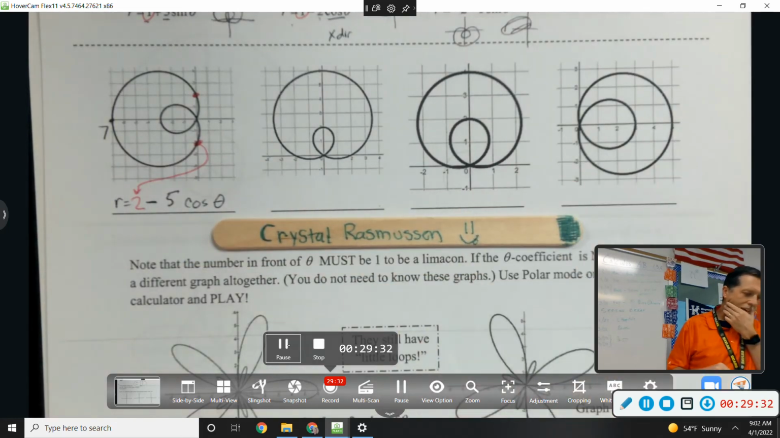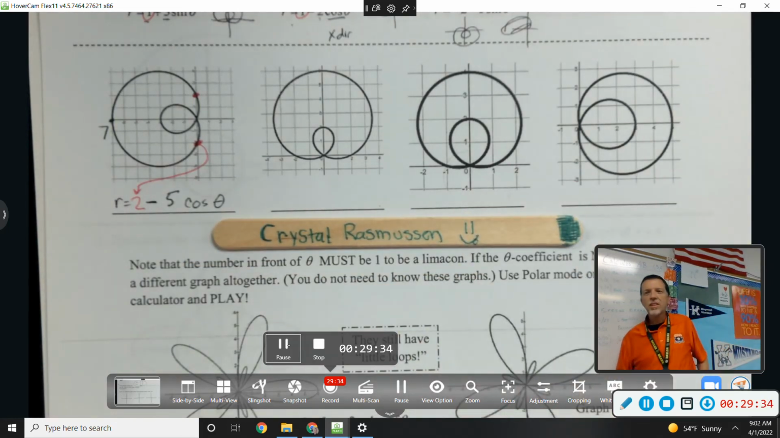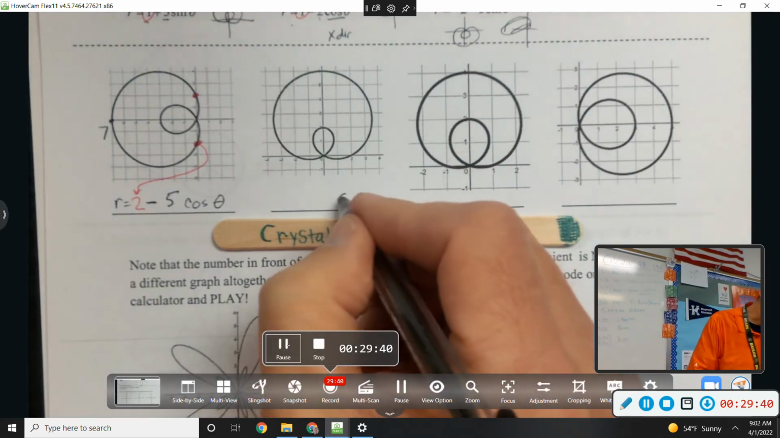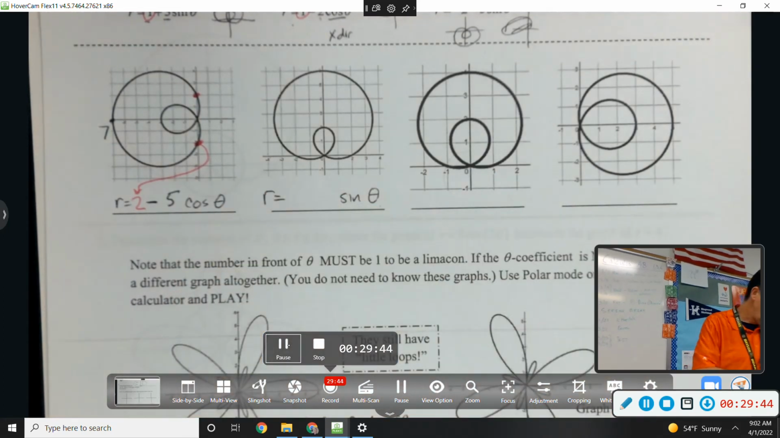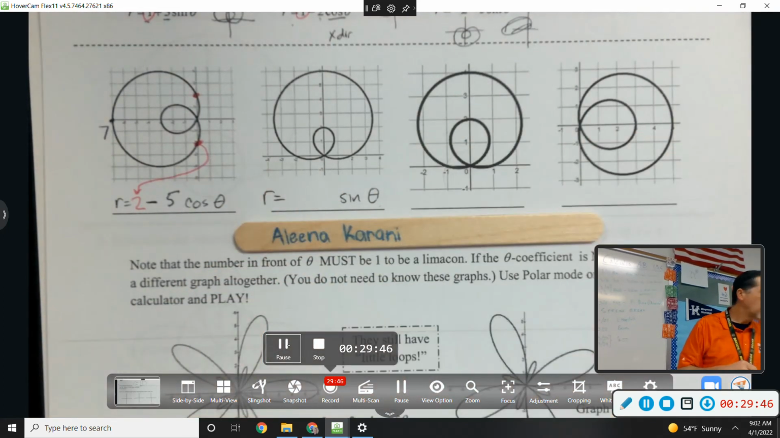Second one. Crystal. Sine or cosine? Sine, because it's up and down. Alina, is it a positive sign or negative sign? Positive. Good.